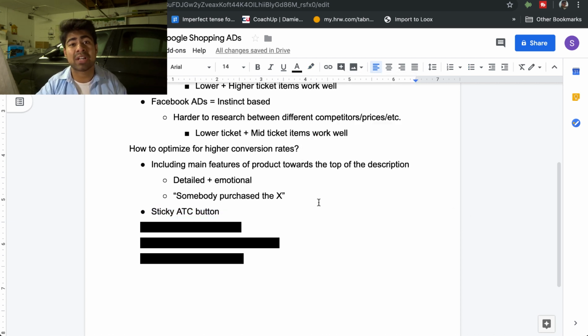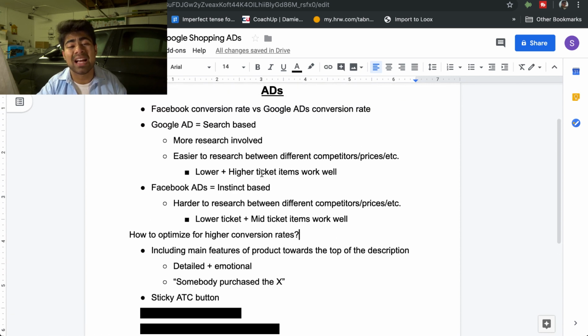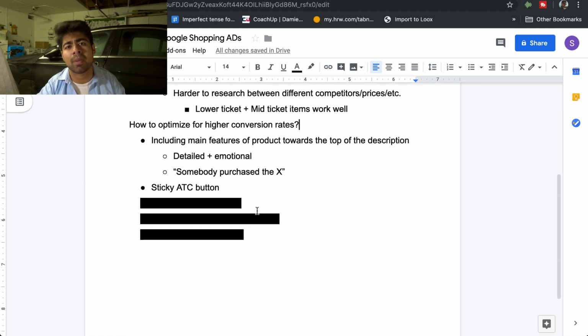This is something I would not have paid much attention to had I run this general store on Facebook ads only, but with Google Shopping ads, and again, as I mentioned earlier, it's a search-based platform, meaning people have to scroll all the way towards the end of the description to get a whole idea of what the product is, especially if you didn't put the main features at the top of the description. So when people scroll all the way to the bottom, they get there and they can't see the add to cart button.